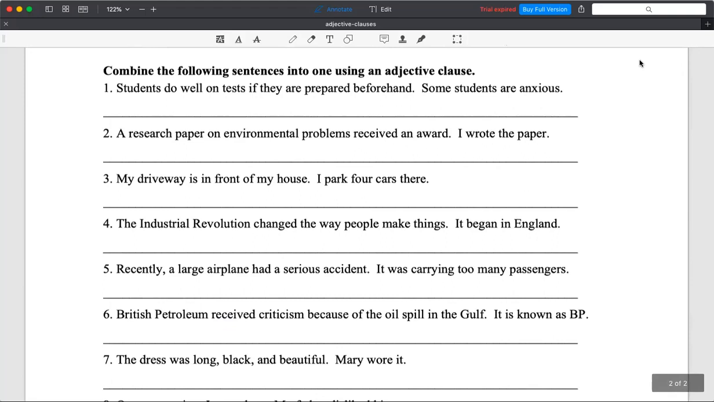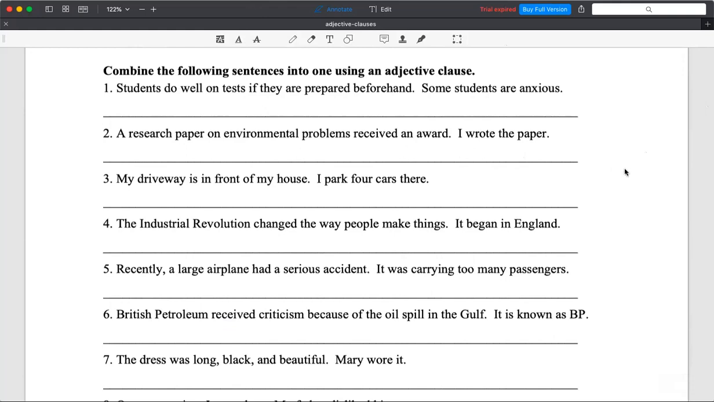Do I have everyone okay with opening the file? Can everybody open the first file, the adjective clause file, with no problem? So put the numbers beside each.